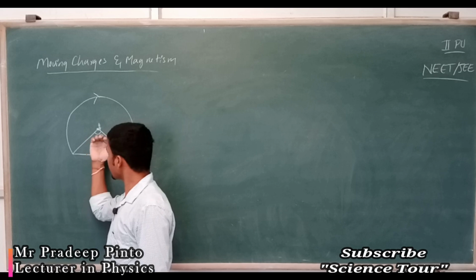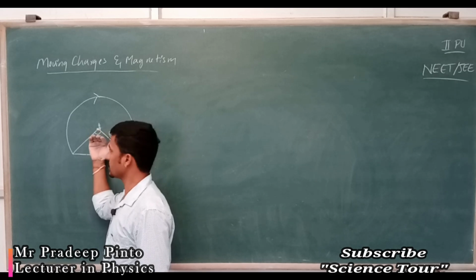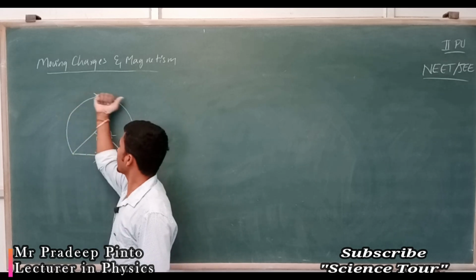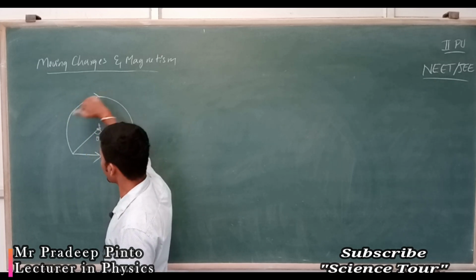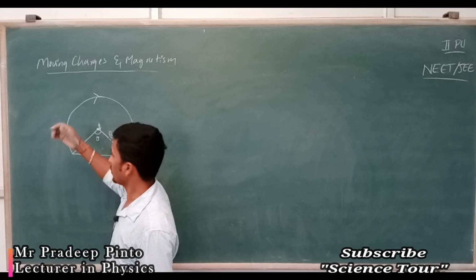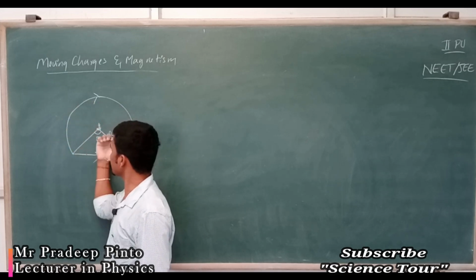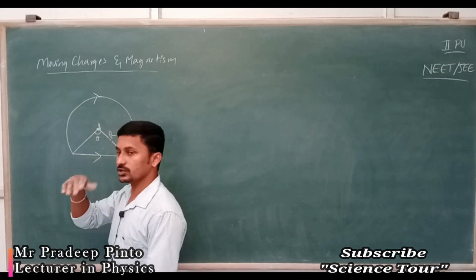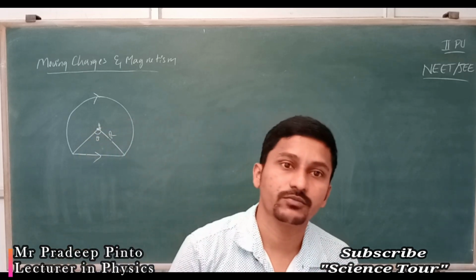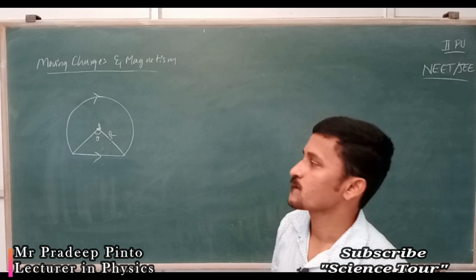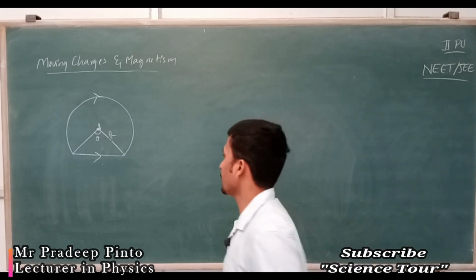That is, the magnetic field here is towards you in the anti-clockwise direction, and clockwise means it is inside. Anti-clockwise means towards you, clockwise means inside. One is towards you, one is inside. We have to find out which one is more, and from that we have to subtract. Okay, we will go through it now.